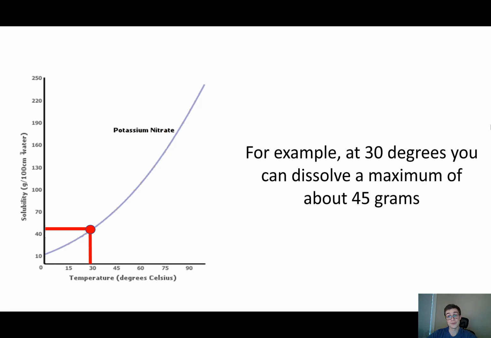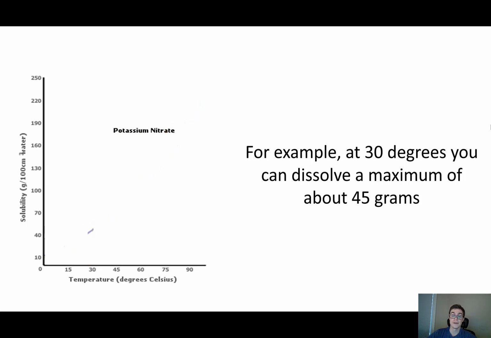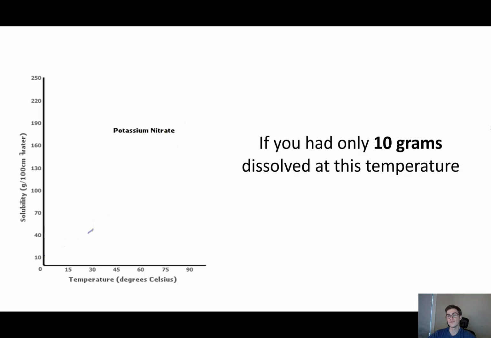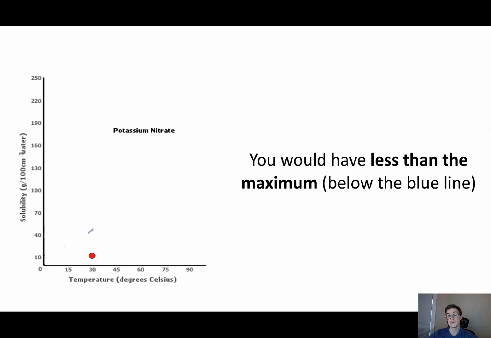So for example, at 30 degrees, using this graph, you can figure out that you can dissolve a maximum of 45 grams, about. And I'm going to simplify this by focusing only on the part of the line at 30 degrees. So if you only had 10 grams dissolved, you would be at 30 degrees and then 10 grams, and it would be at this red point. You would have less than the maximum. So the blue line is the maximum, but you have that red dot, only 10 grams.